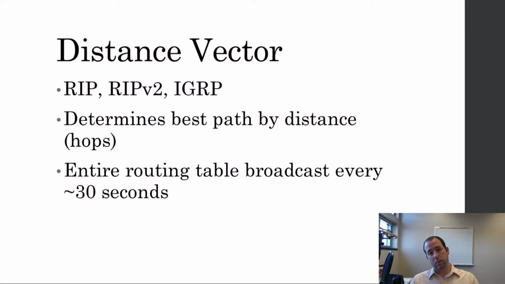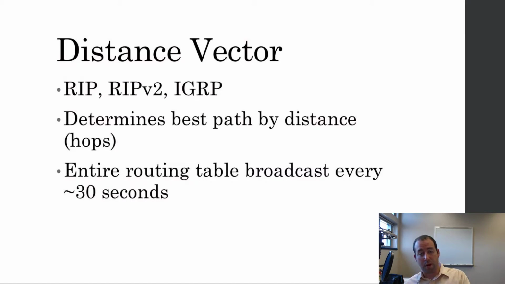So one class of dynamic routing protocols is distance vector protocols. And RIP, RIPv2, IGRP, these are the major distance vector protocols that can be used. And for the most part, they use a single metric called hops. And a hop is essentially just the number of routers that you have to go through to get from point A to point B.